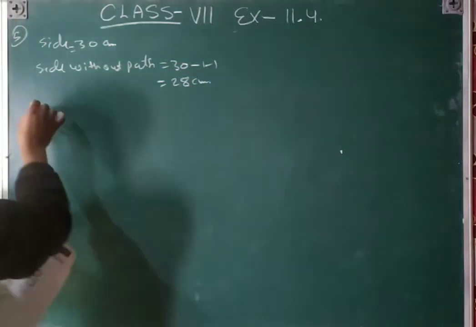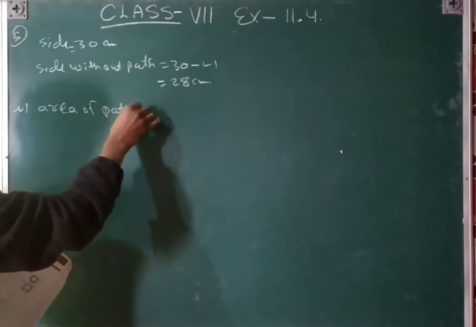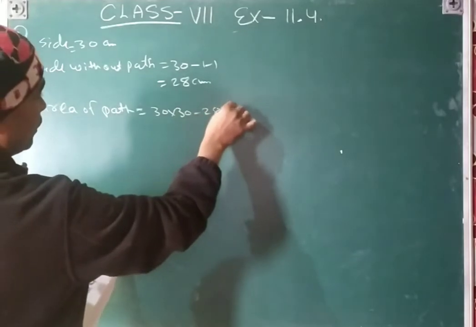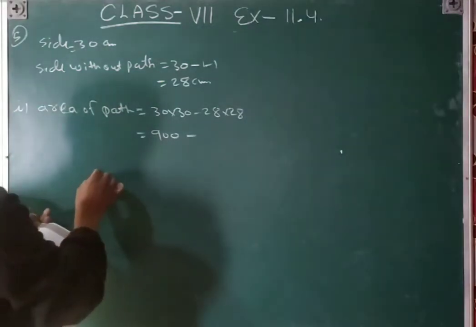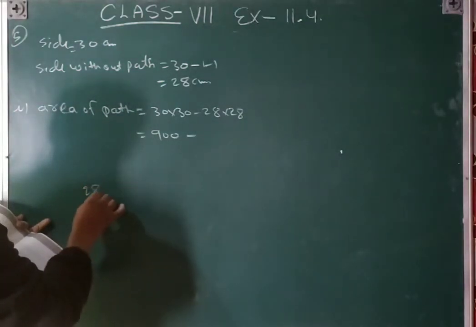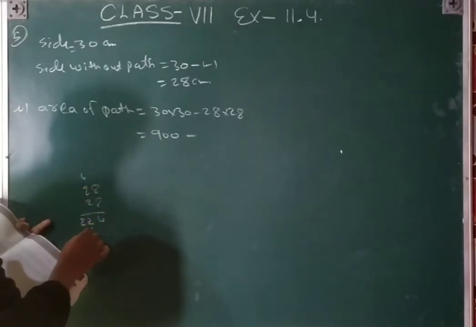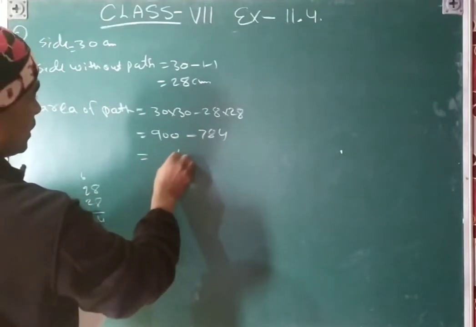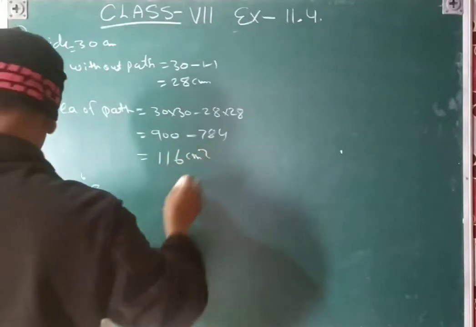So the area of path. First part is area of path is equal to area 30 into 30 minus 28 into 28. 30 times 30 is 900, and then 28 into 28: 8 8s are 64, carry 6, 8 2s are 16, 6 is 22, 2 2s are 4, 784. Then subtraction, 10 less 4 is 6, 9 less 8 is 1, and 8 less 7 is 1, that is 116 centimeter square.